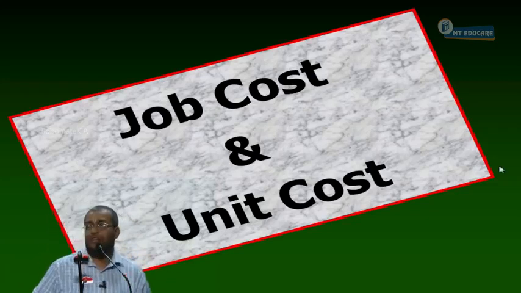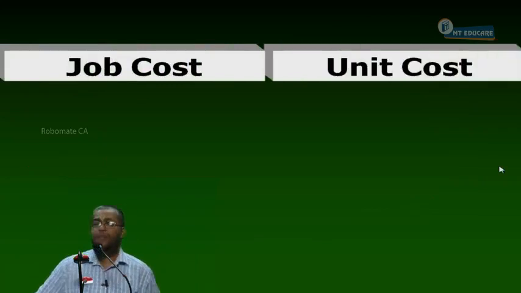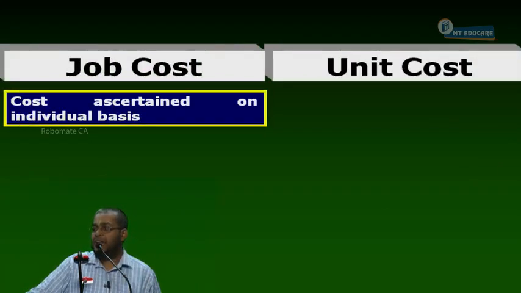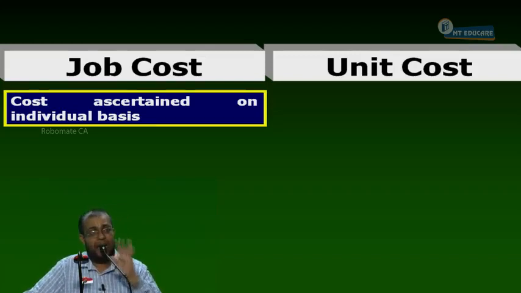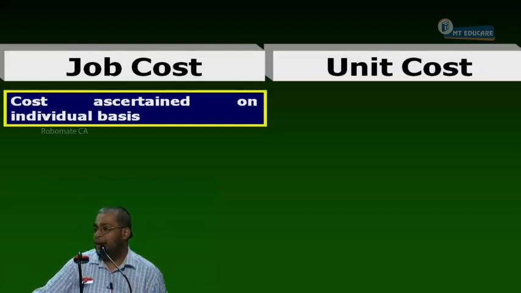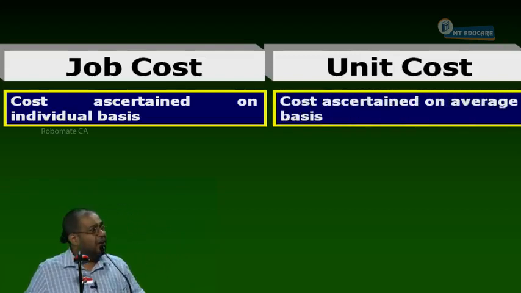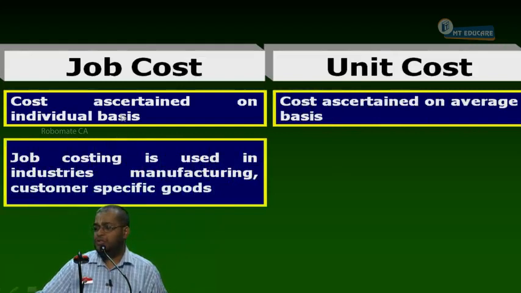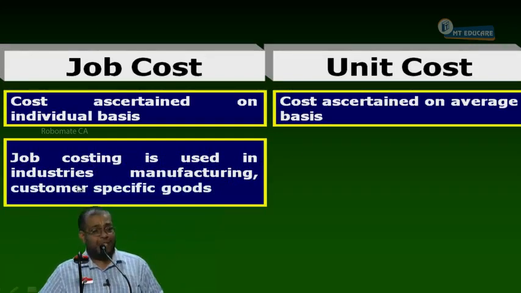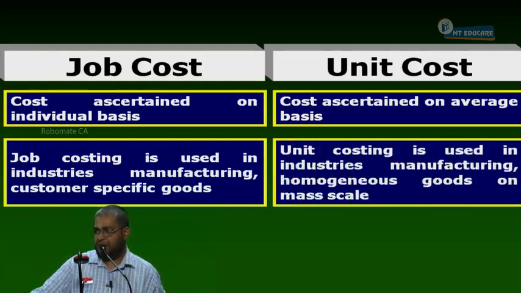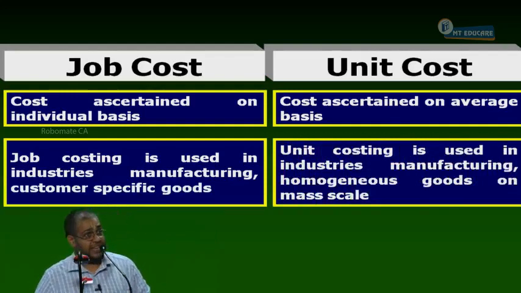Now, there are two types of costing systems. Look at this: job cost and unit cost. In job costing, cost is ascertained on an individual basis. I don't say 10 crores for 4 buildings, so 2.5 crores per building. I find out the cost for every building separately by having a separate notebook. In the other case, cost is ascertained on an average basis. Job costing is used by industries manufacturing customer-specific goods, where two products are not the same. Unit costing is used in industries manufacturing homogeneous goods on a mass scale. This is what we call job cost and unit cost.